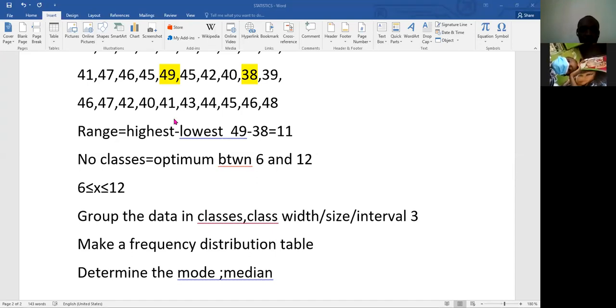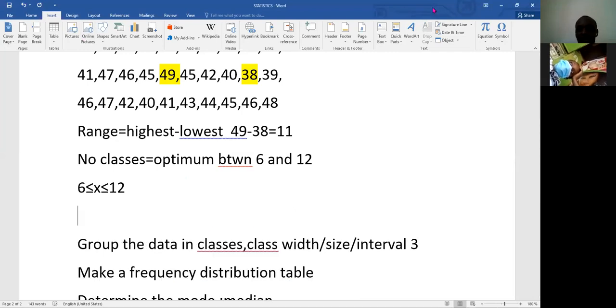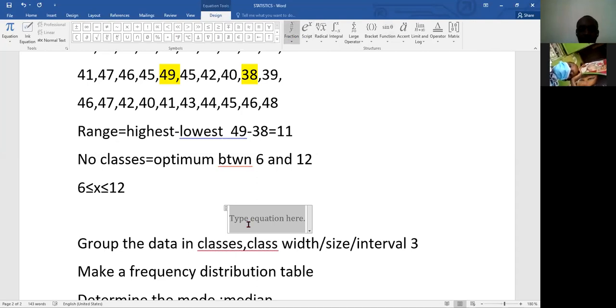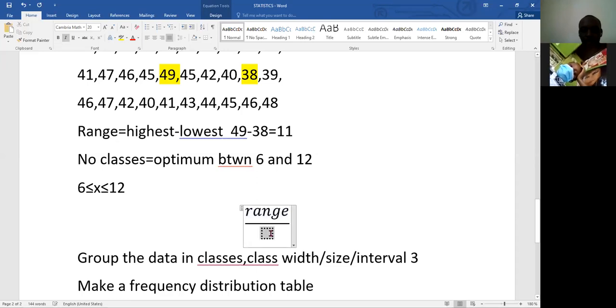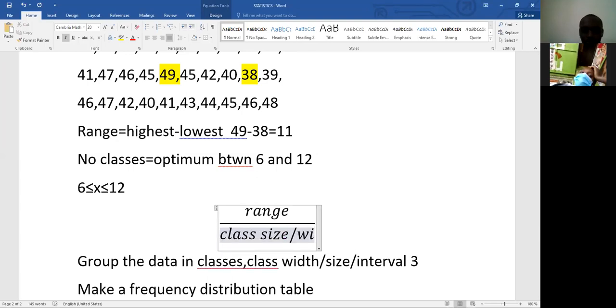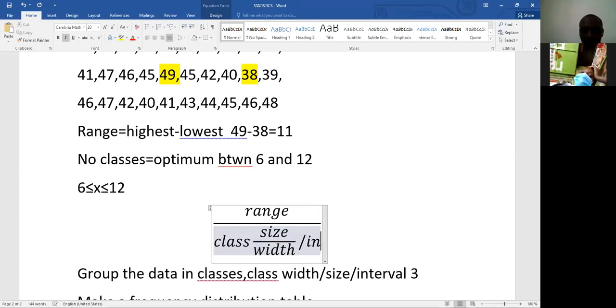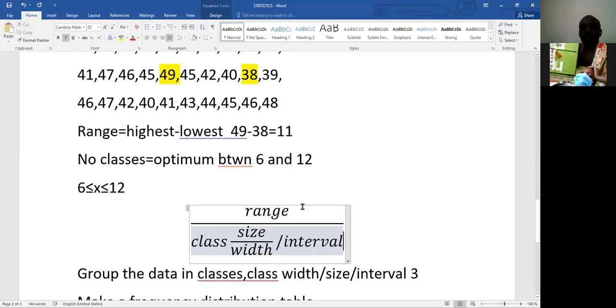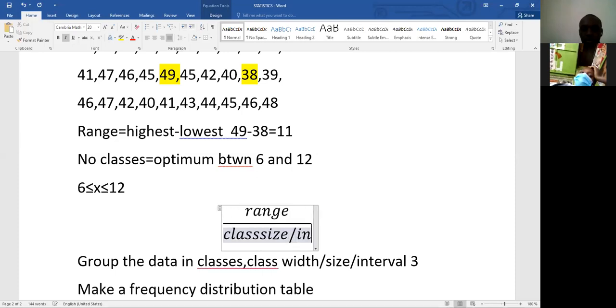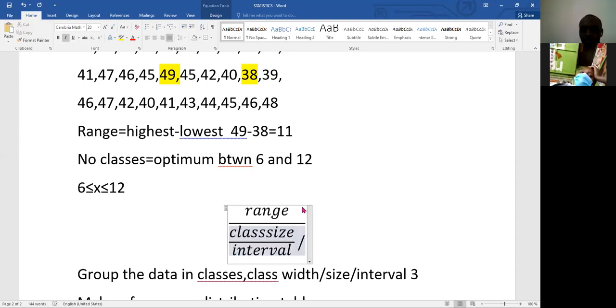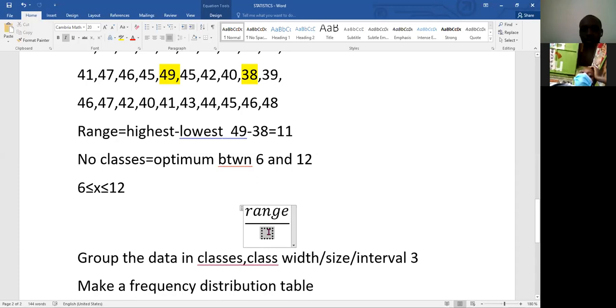So here we are. We were here, the number of classes. So we usually say there is a formula that we have here. So here is the range. Yeah, you can say now whatever we have, the class width, okay, class size. So here we have the class size.